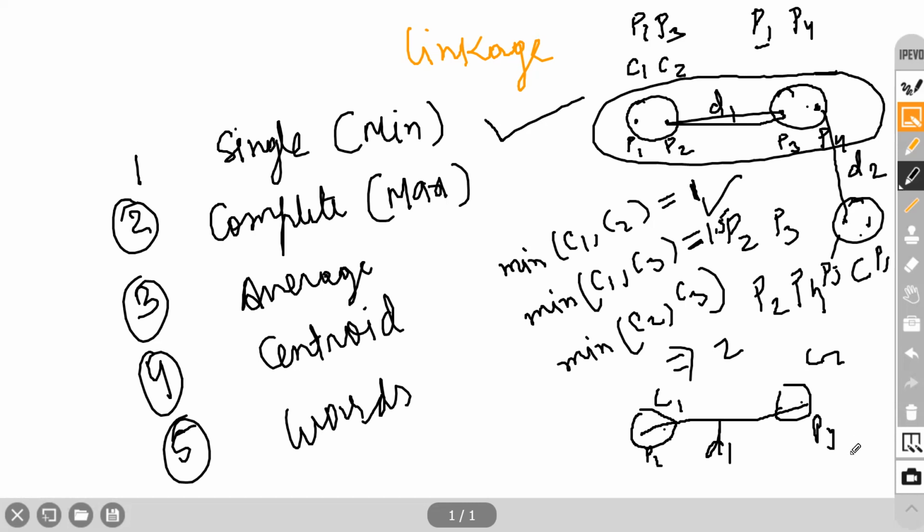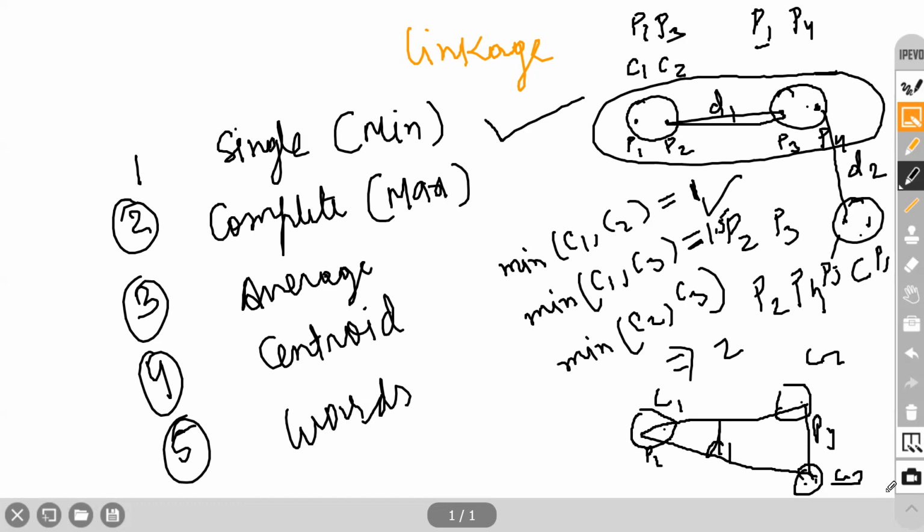C1 and C2, and there is a C3 cluster. So whatever the maximum point of the two clusters is, I measured it. This and this also I measured. So if you see, this is the maximum point. Whichever maximum distance between the two clusters is considered as the distance, and out of all distances, whichever is the minimum distance, that will be merged.